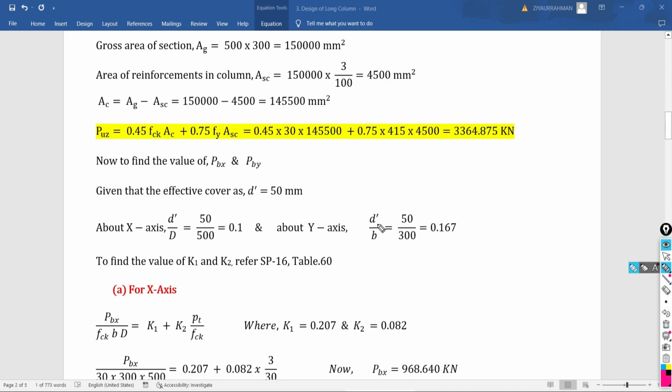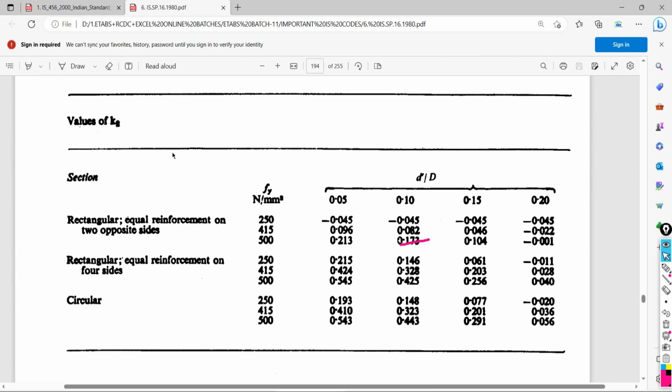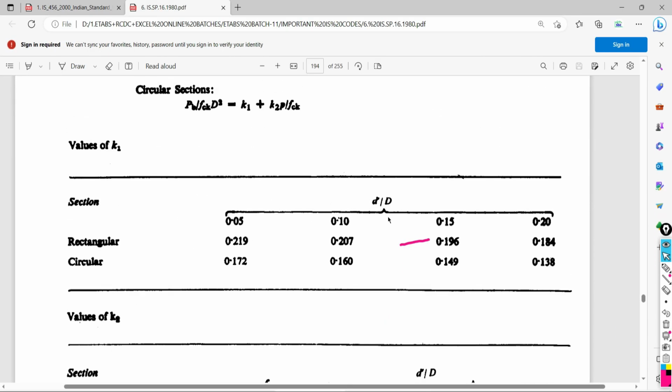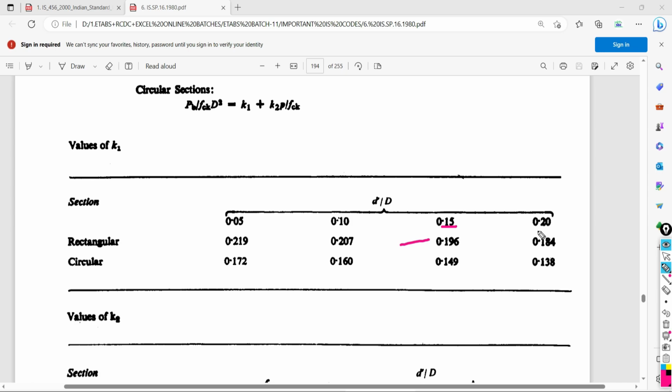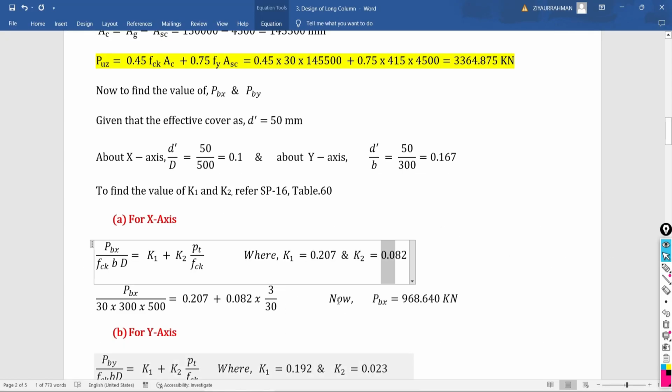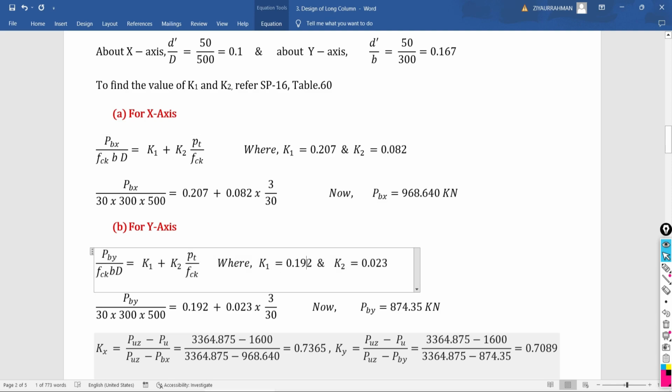For y-axis, what is the value of d dash by b? It is 50 divided by 300. We are getting the value as 0.167. When you come to see SP16 table number 60, d dash by d for rectangular again, our value is 0.167. It is not exactly 0.1, not exactly 0.15, not exactly 0.2. It is coming in the range of 0.15 and 0.2. So we have to do the linear interpolation between these two. If we do the linear interpolation, we are getting the value of K1 as 0.192.